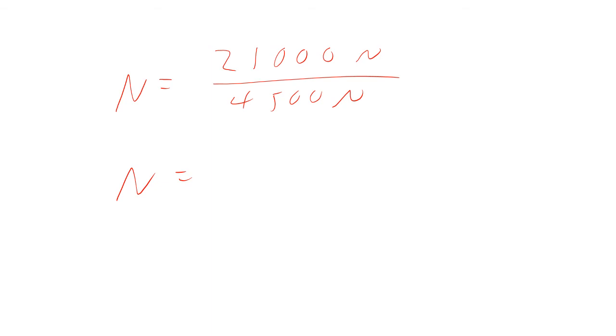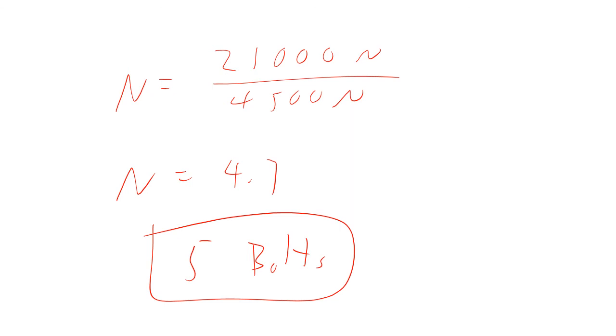So the number is going to be equal to the 21,000 newtons divided by the 4,500 newtons. 21,000 divided by 4,500 is 4.7. So it takes 5 bolts. Now, point out, if that was 4.1, that would still be 5 bolts because it would take more than 4 bolts to hold it. Now, that's 5 bolts minimum.